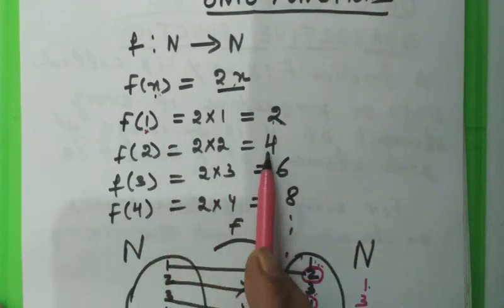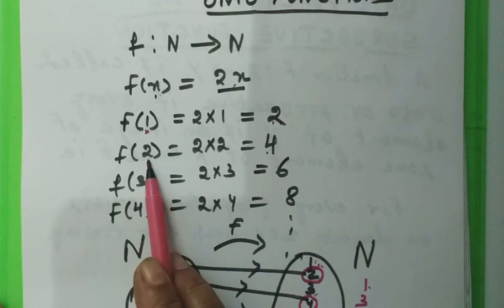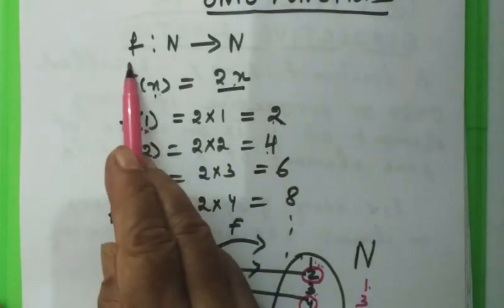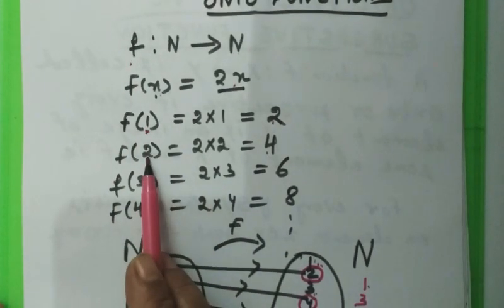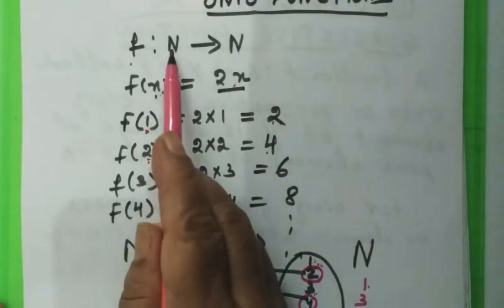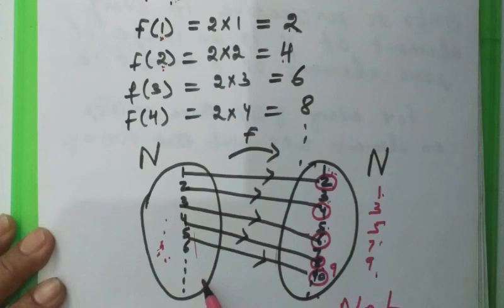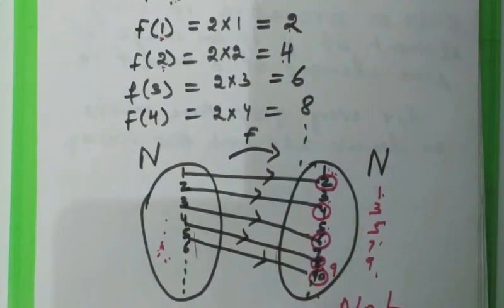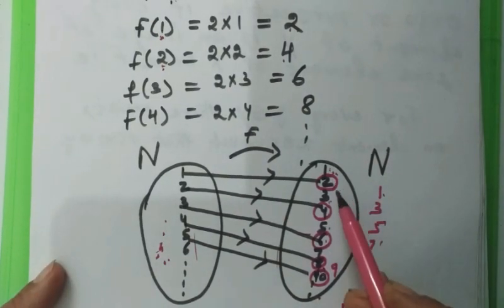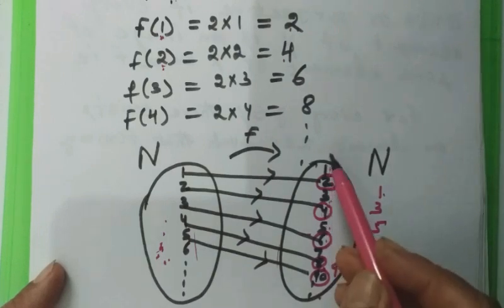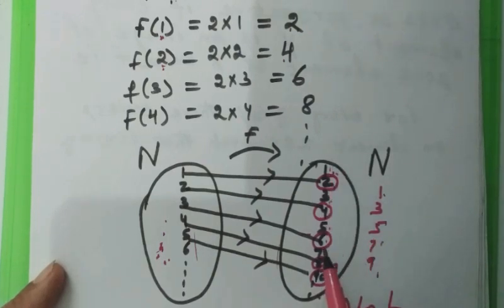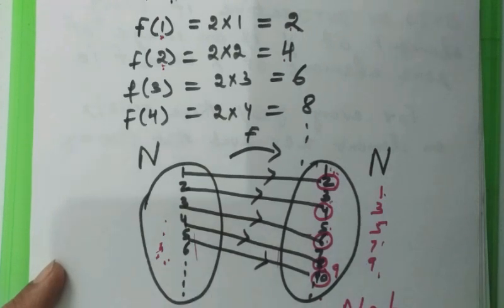Similarly, 4 is the image of 2 under this function f, and 2 is the pre-image. So, the elements of the domain set are pre-images and these elements of the codomain set are images. When every element of the codomain set becomes the image of some element of the domain set, then we say that the function is onto.